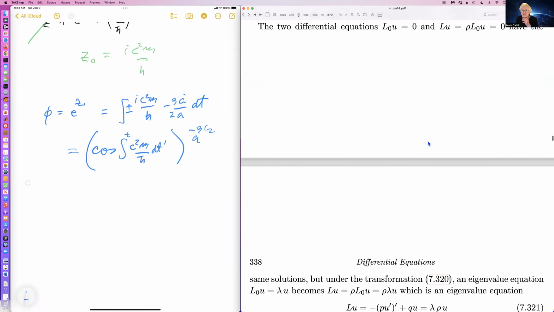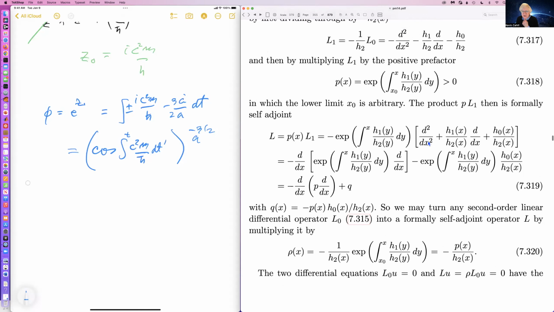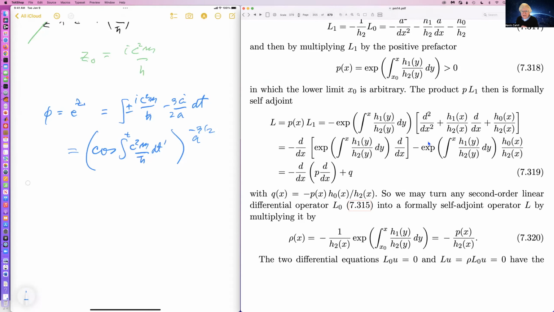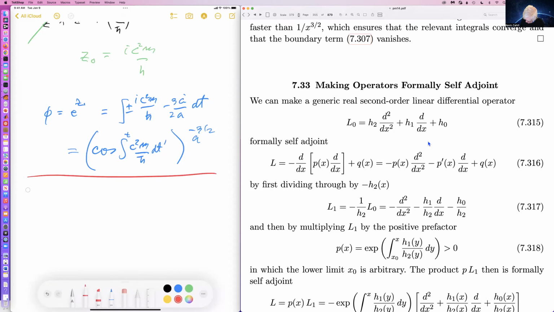So let's see, maybe I should put in a few more steps here. What we've got here is we start out with an equation. So let me switch colors. We start out with an equation. Anyway, what we start out with is an L0, which is H2 d2 dx squared plus H1 d dx plus H0.